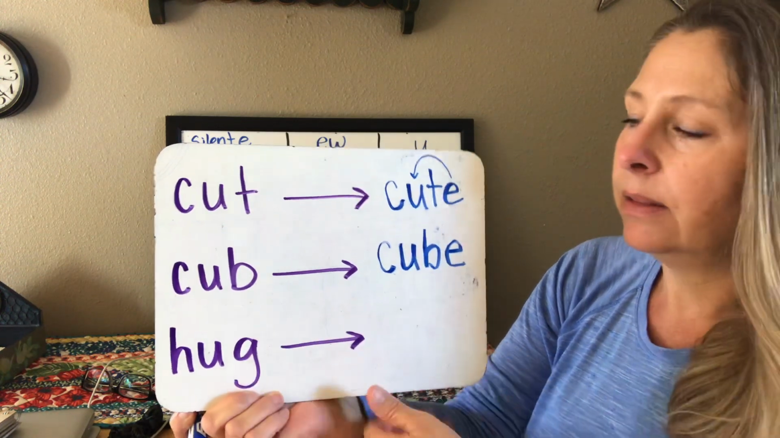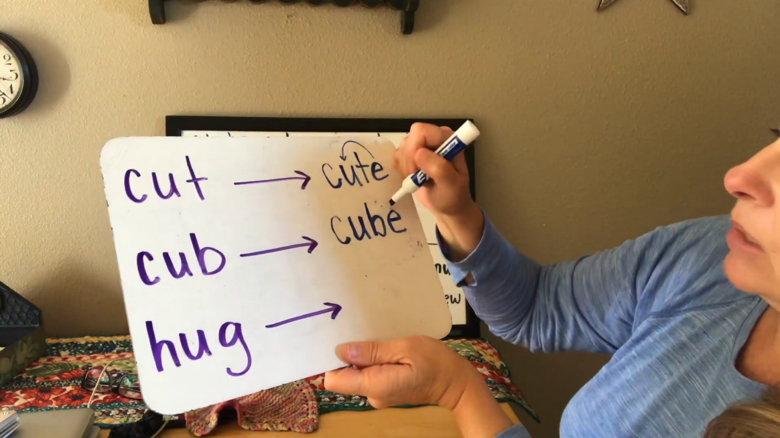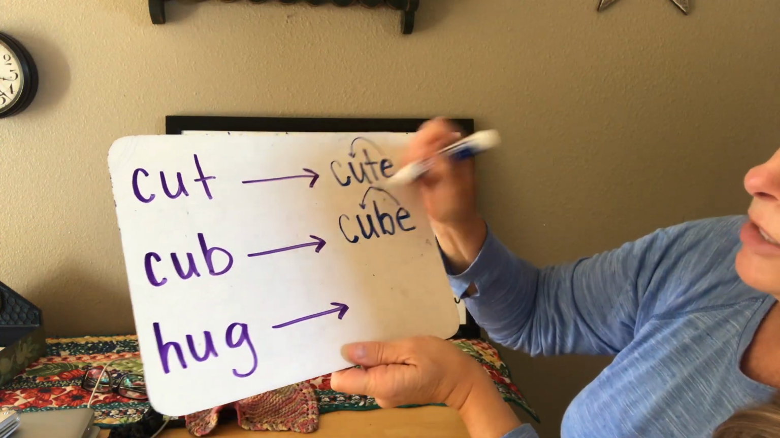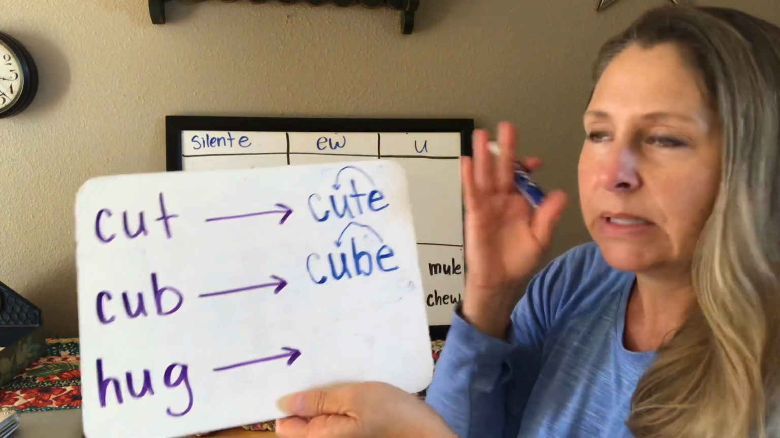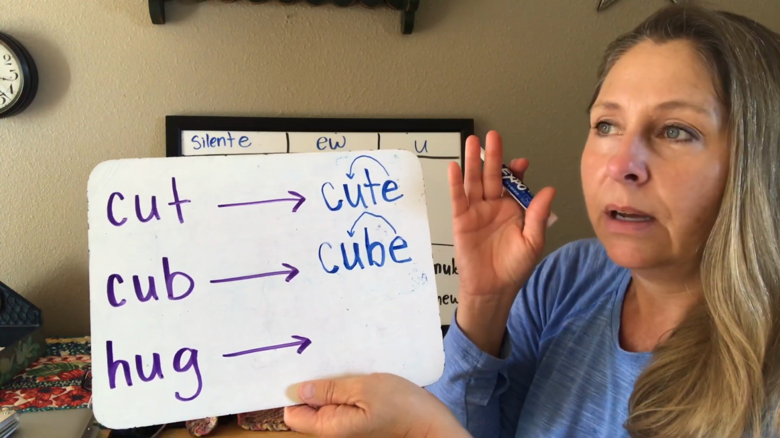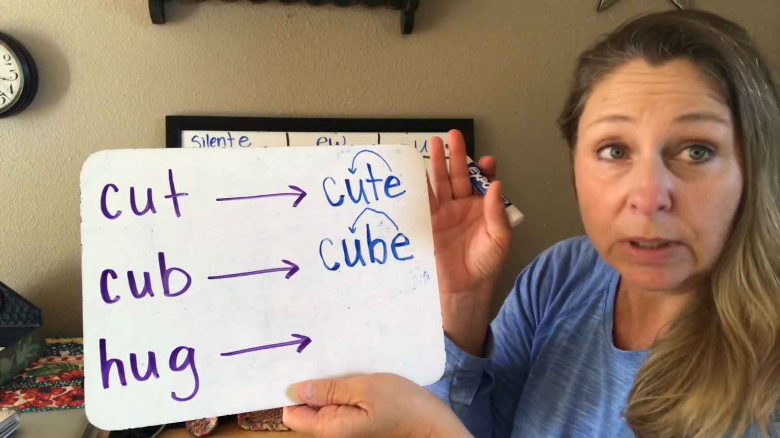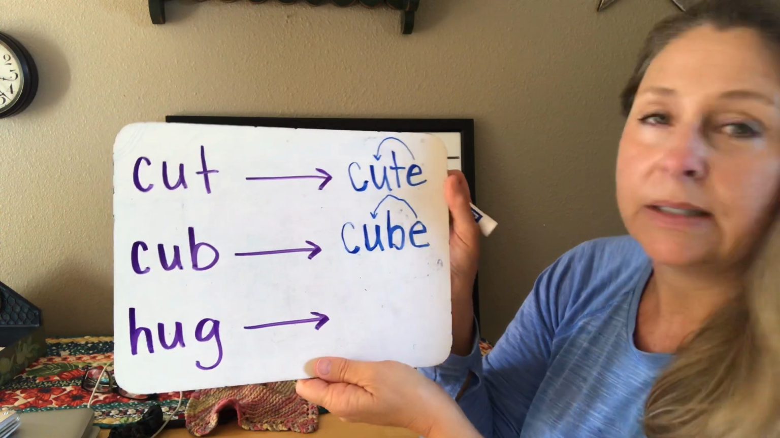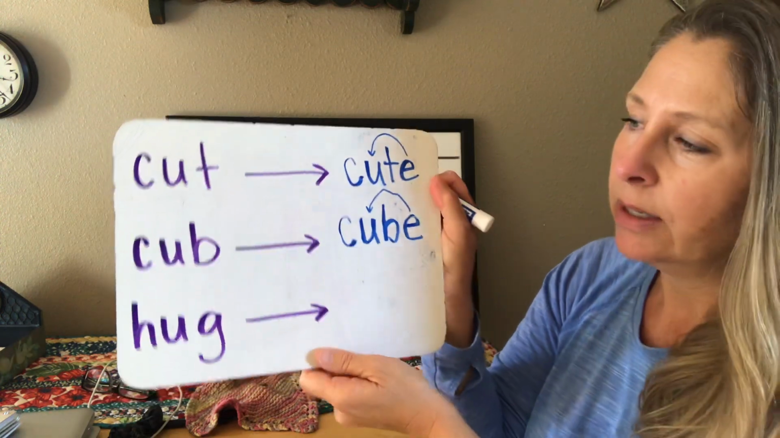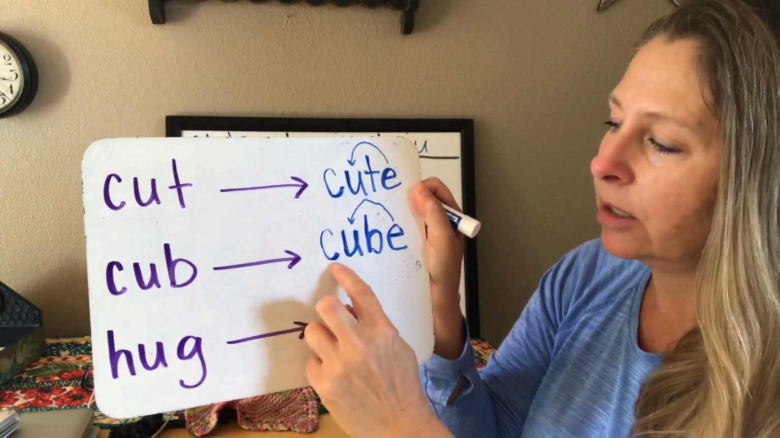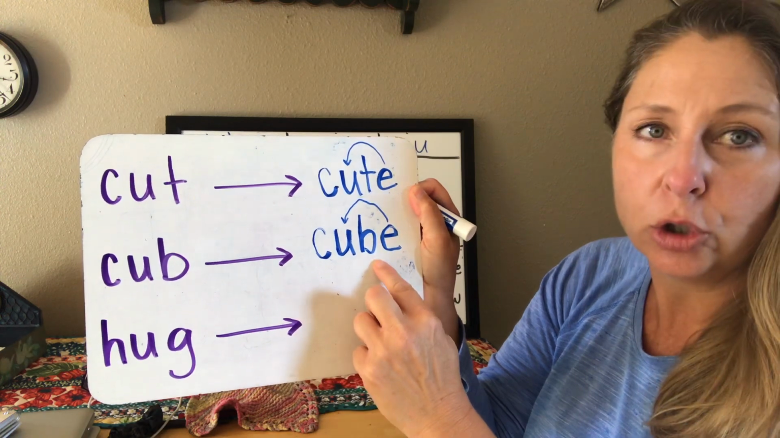This is one of those shapes that we learned about in geometry. It is a cube, cube. So from cub to cube.